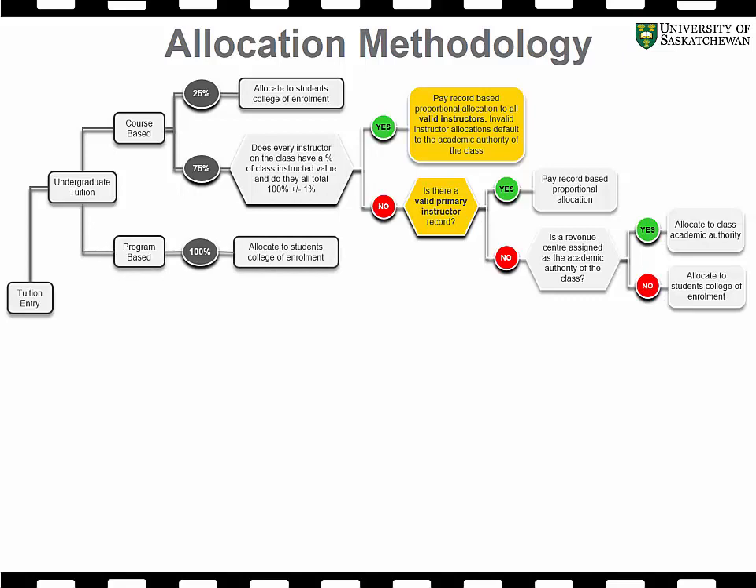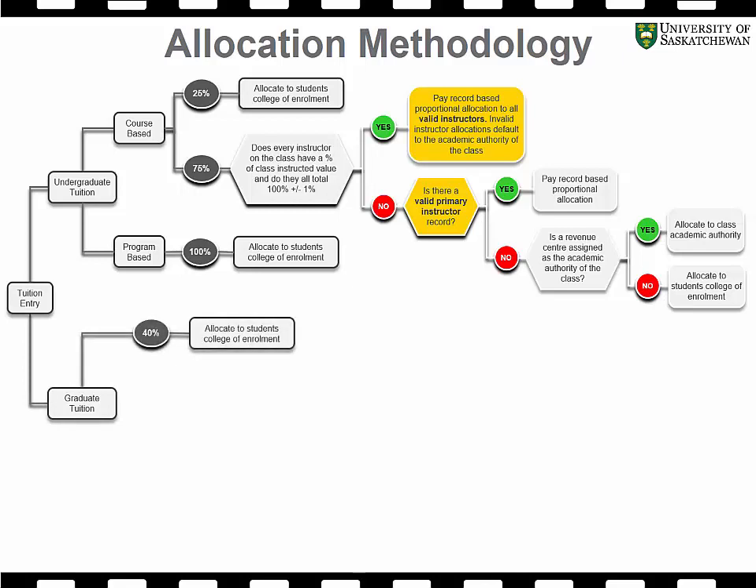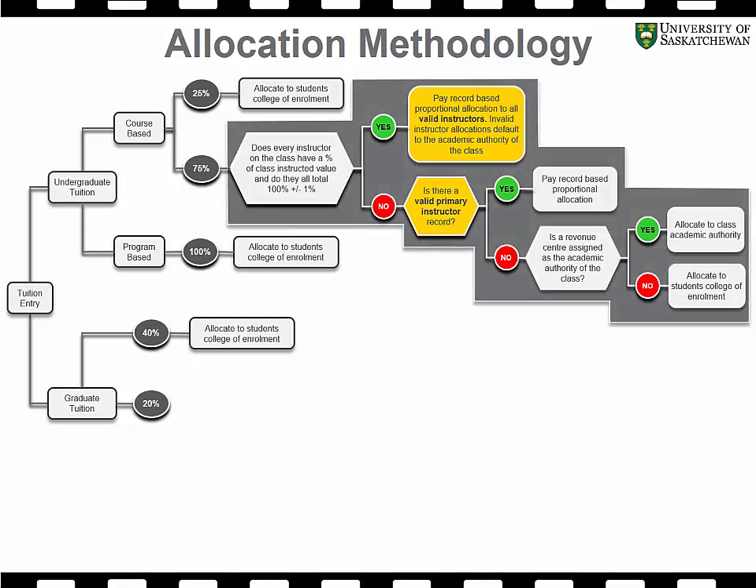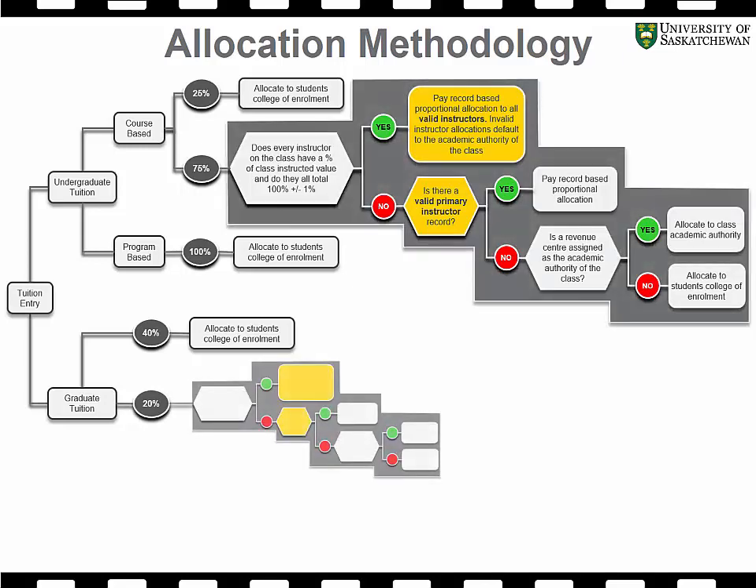With undergraduate medicine, vet med, and dentistry programs, 100% of tuition is allocated to the student's home college of enrollment. For graduate tuition, the 40% enrollment allocation follows the home of the student. The 20% instruction allocation follows the same logic as undergraduate course-based tuition. Where possible, the tuition is allocated to the unit paying the instructor. If no valid instructor is found, it is allocated to the academic authority of the class, or if need be, the home of the student.